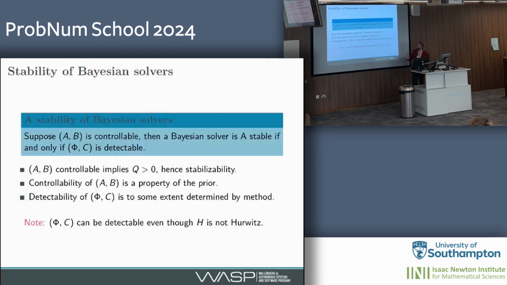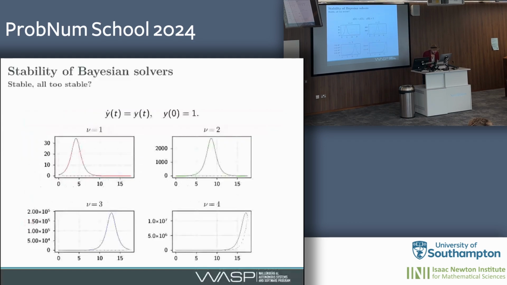Now, interestingly, this detectability condition does not depend on whether this H matrix in our test problem is Hurwitz or not. And Hurwitz basically just means the matrix is such that the solution is asymptotically stable, that is, exponentially as opposed to zero. And so you can get kind of funny results. So we do have stability over solvers, but they're perhaps a bit too stable.